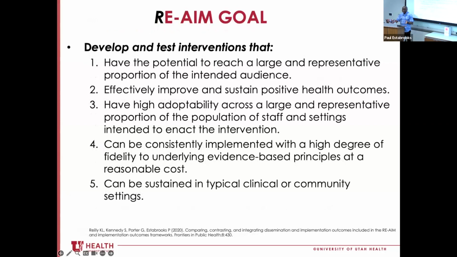So what are the goals? REHIM has 5 major goals. The aim is to develop and test interventions that, number 1, have the potential to reach a large and representative proportion of the intended audience. Number 2, effectively improve and sustain positive health outcomes. Number 3, have high adoptability across a large representative proportion of the population. Number 4, can be consistently implemented with a high degree of fidelity. And number 5, can be sustained in typical clinical or community settings. So these are the 5 major goals of REHIM.